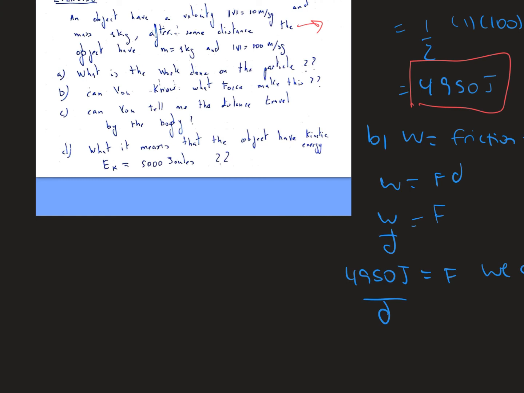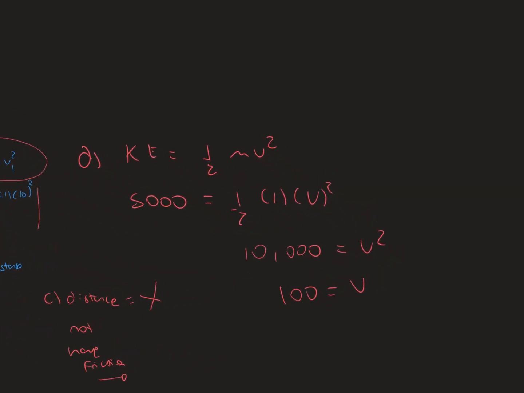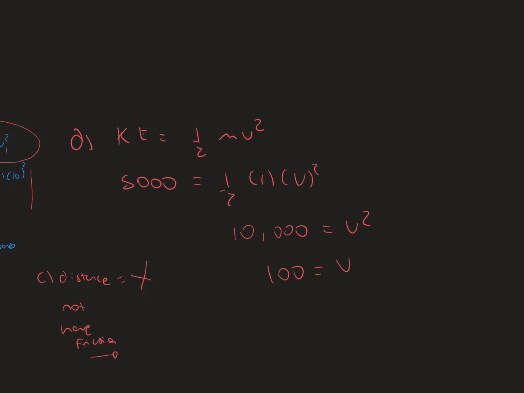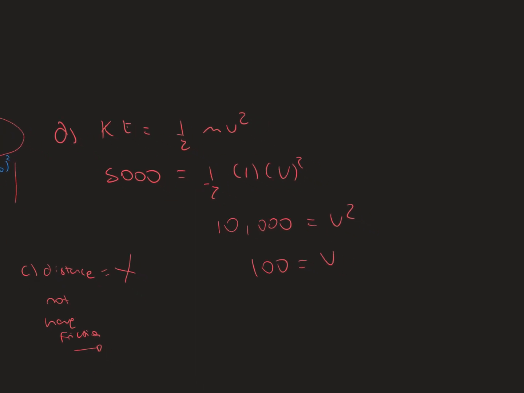Now for question D, what it means for the object to have a kinetic energy of 5,000 joules is the following. The kinetic energy is the same as 1/2 of the mass times the velocity squared. So we can say that 5,000 equals 1/2 times 1 times v squared. So velocity squared is gonna give us 10,000, and as we take the square root of it, it's gonna give us 100 meters per second.